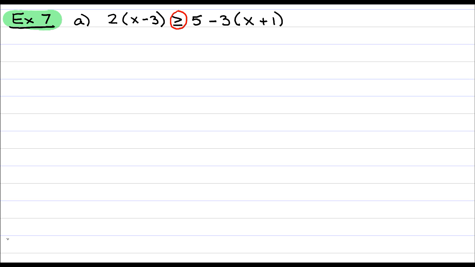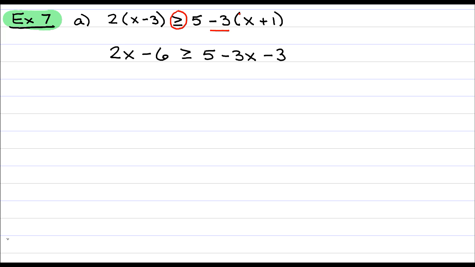Just like with an equation, my first step is to get rid of all of the parentheses by distributing. So that's going to give me 2x minus 6 on the left-hand side, greater than or equal to 5. Now I have a minus 3 that I am distributing through, so I need to make sure that that negative gets taken to both terms. So I'm going to have minus 3x and then minus 3.